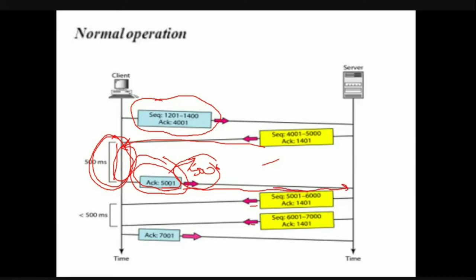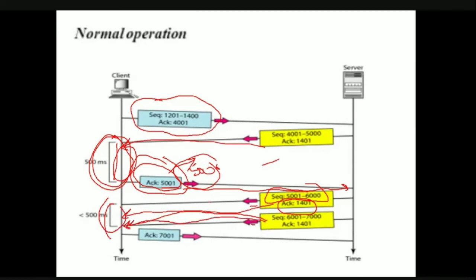Now the server is sending information from 5001 to 6000 with acknowledgement 1401. So what does this mean? The server received up to 1400 and now it is expecting the 1401 segment. But the client does not have any information, right? If you see, within 500 milliseconds the server has sent some more information here. So before this timer expires, the server has sent the second data transfer in this time limit.